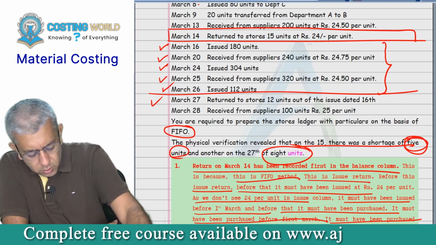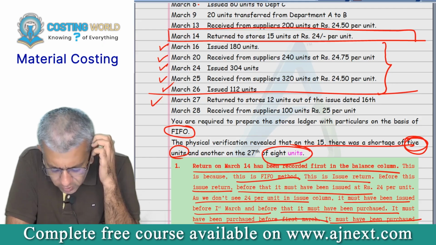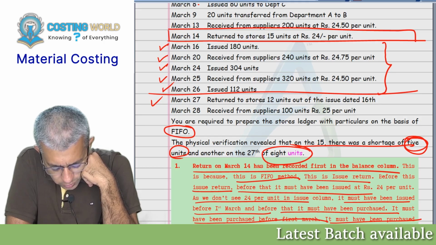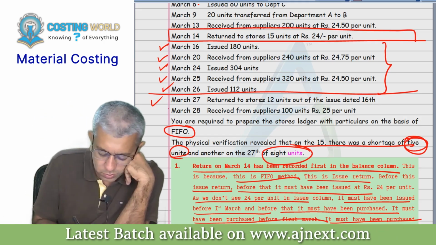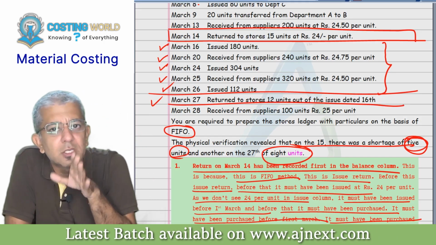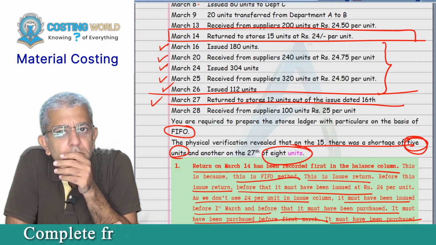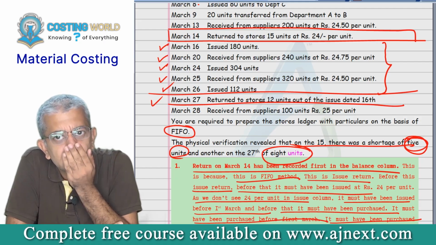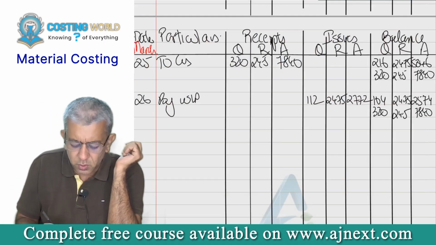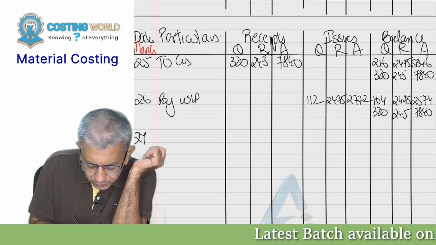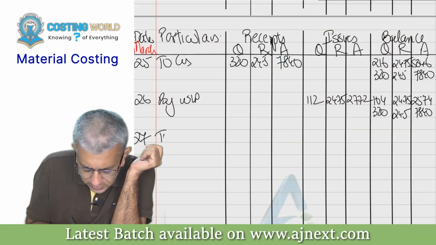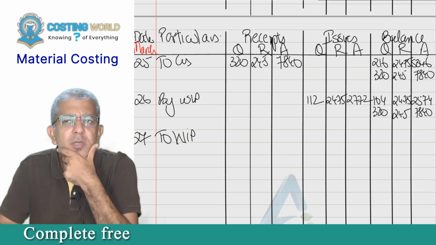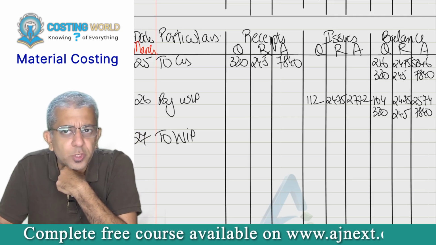Upper one. Okay, so in the upper one, return to stores 12 units out of the issue dated 16th. So tell me first of all, is this receipts or issues? Receipts. Can you say we issued something that is coming back to us? So therefore it is receipts. So the entry is going to be what? Stores ledger control account debit to WIP. You are supposed to be taking back the goods at the same rate at which you issued, no?